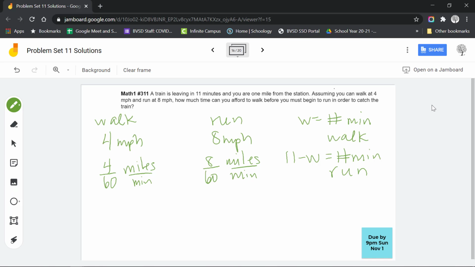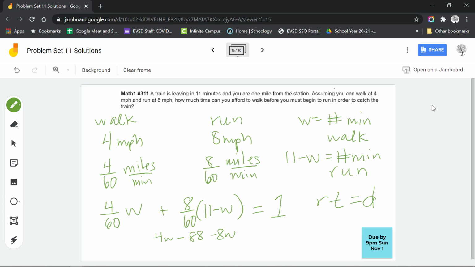So remember that we've got rate times time equals distance. That's what we're going to do here. We're going to set our distance equal to 1, because we have to go 1 mile. So the distance that we went walking is 4 over 60, that was our rate in miles per minute, times W minutes. And then running, we did 8 over 60 times 11 minus W. Now, when you simplify all that, you're going to have (4W + 88 - 8W) over 60 equals 1. So 7 minutes of walking.